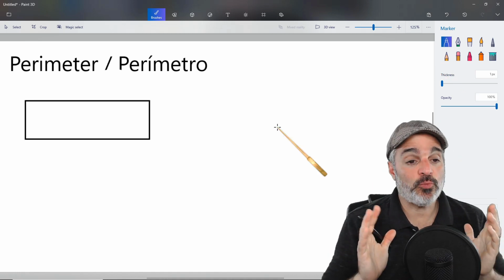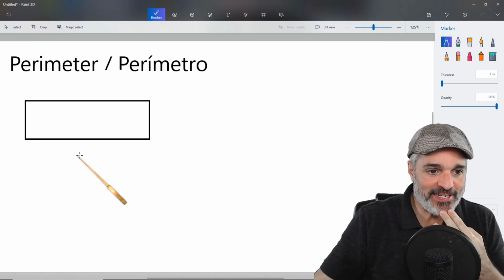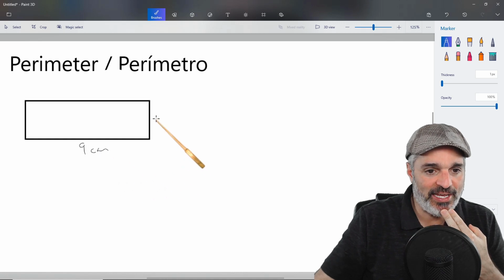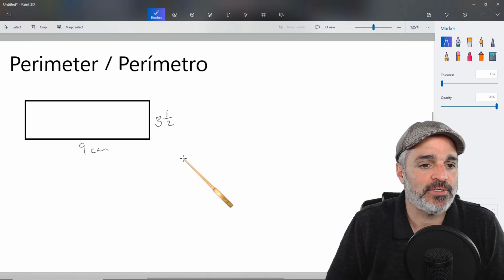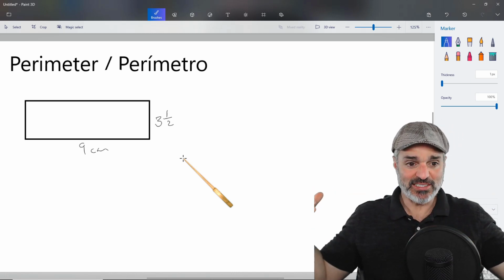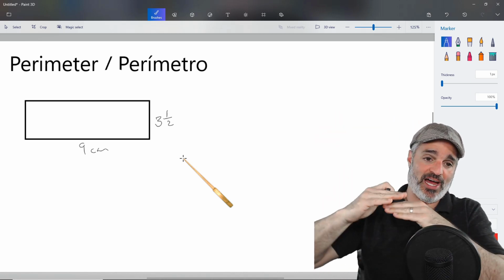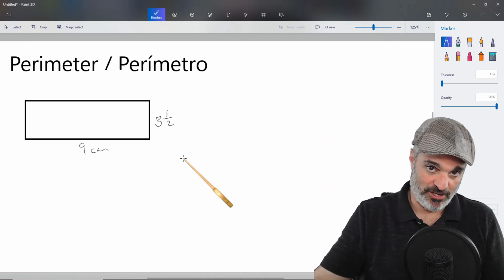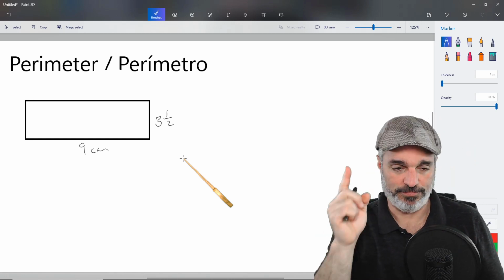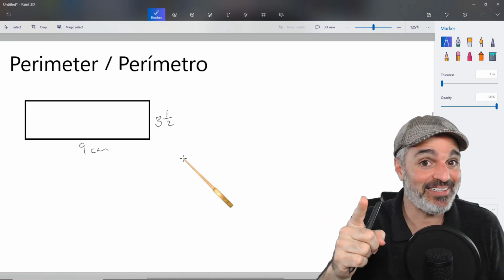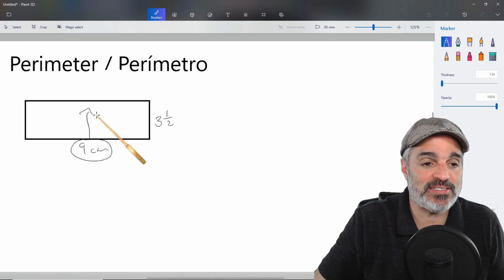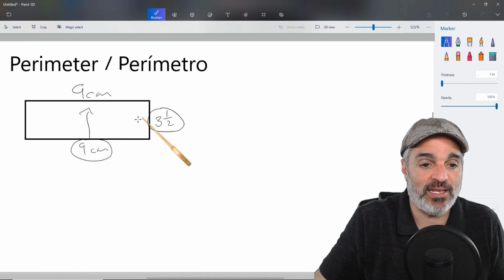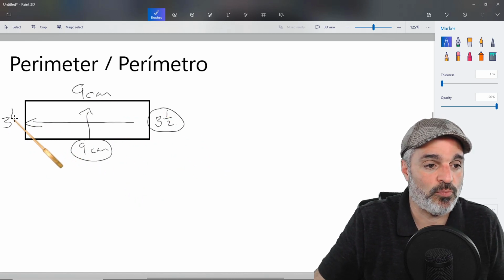Okay, let's say now that we have this rectangle, and just to make it easier, let's say that this is 9 centimeters, and this is 3 and 1/2. So the base, the length, is 9 centimeters, and the width, or the height, is 3 and 1/2. And I ask you to find the perimeter. Okay, first thing, you say, okay, perimeter, I have to add all the sides. And because I know this is a rectangle, this value is the same as this. And this value is the same as this, 3 and 1/2.